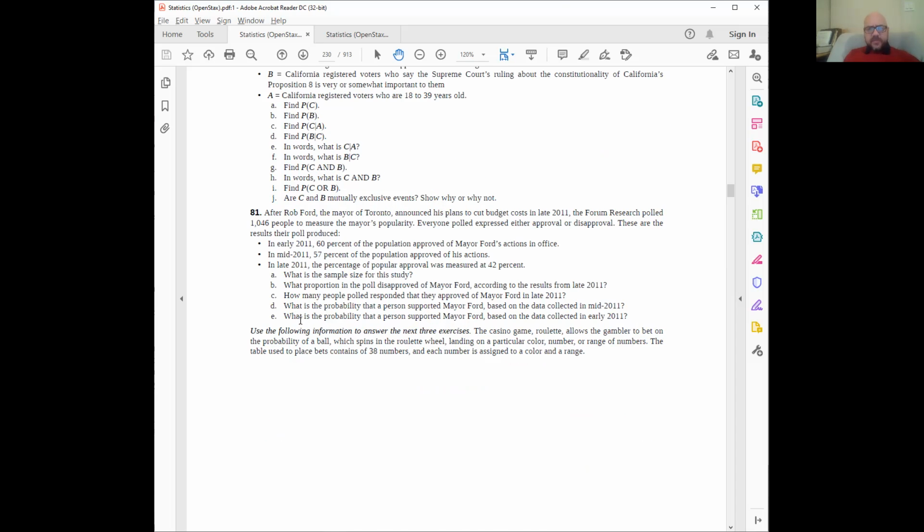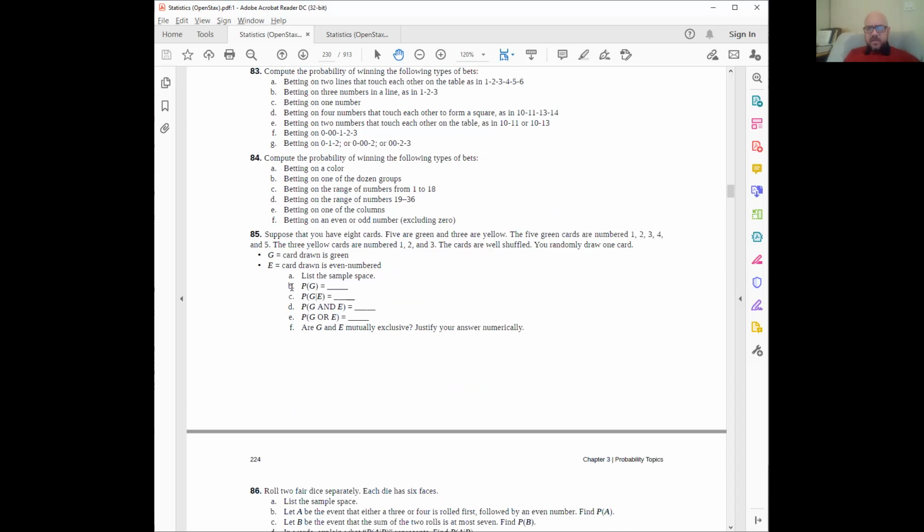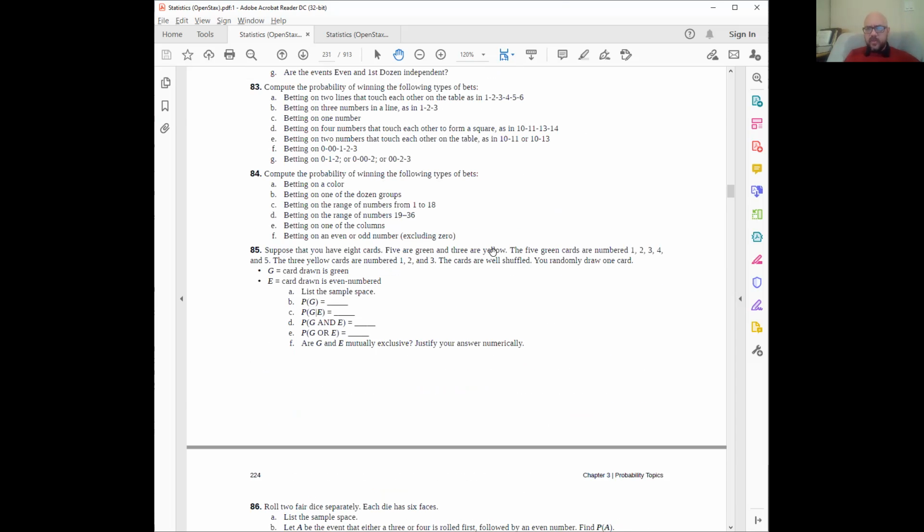All right, 85. Suppose you have 8 cards, 5 are green, 3 are yellow. The 5 green cards are 1 through 5, the 3 yellow cards are 1 through 3. The cards are shuffled, you draw a card. So list the sample space. It wasn't exactly clear how they wanted the sample space listed. I just listed all the cards: G1, G2, G3, G4, G5, Y1, Y2, Y3. That's my sample space. The probability of G is the probability of drawing a green card. So there are 5 green cards out of 8 cards, so 5 out of 8.